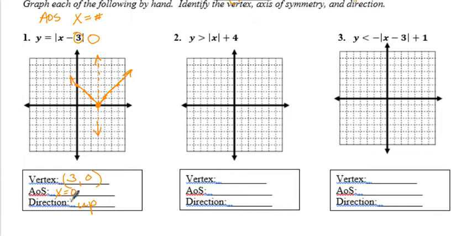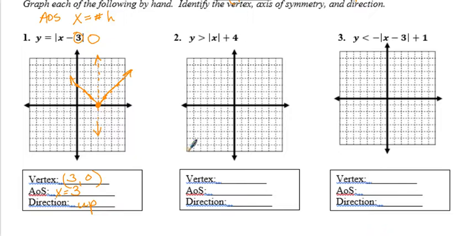Don't ever tell me the axis of symmetry is 0. Oh, and I wrote that wrong too, didn't I? It's not 0. It's the h, not the k. The axis of symmetry is x equals 3. So don't ever tell me that the axis of symmetry is 3. You tell me the axis of symmetry is the line x equals 3. Okay? And that's always the h.